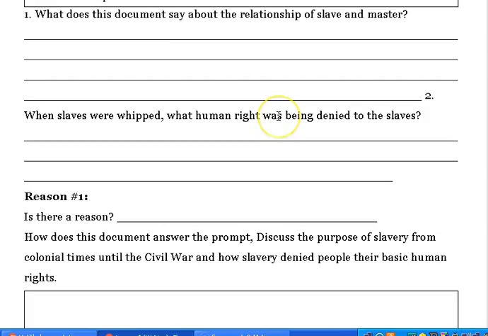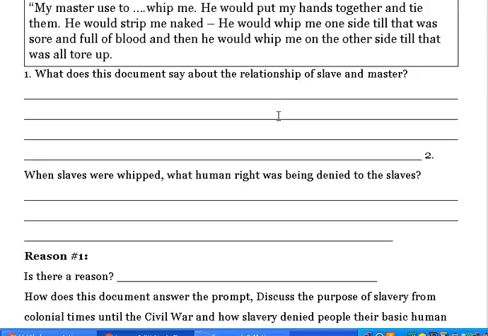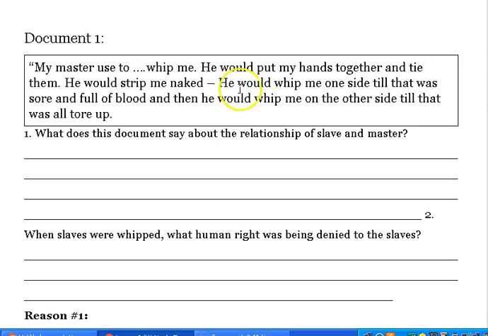Together. He would put my hands together and tie them. He would strip me naked. He would whip me one side till that was sore and full of blood, and then he would whip me on the other side till that was all torn up.